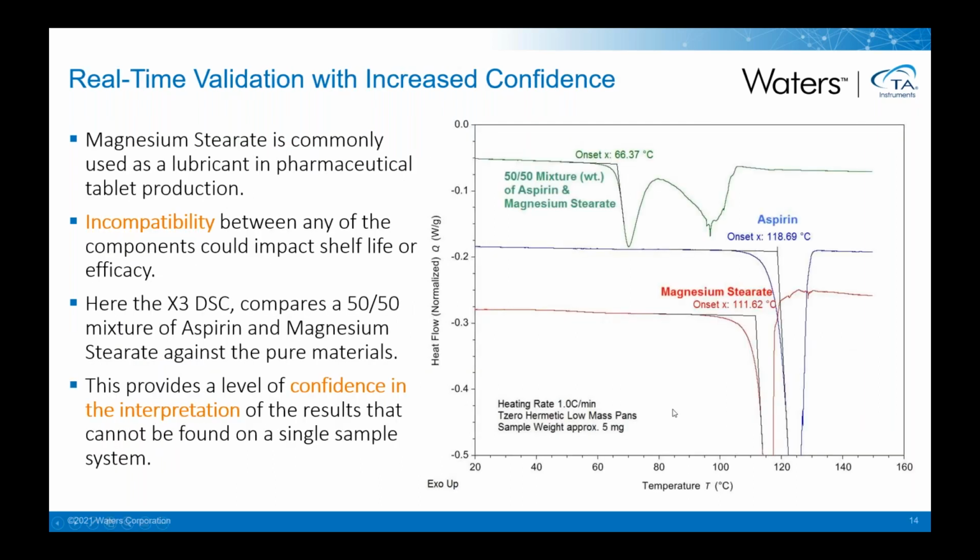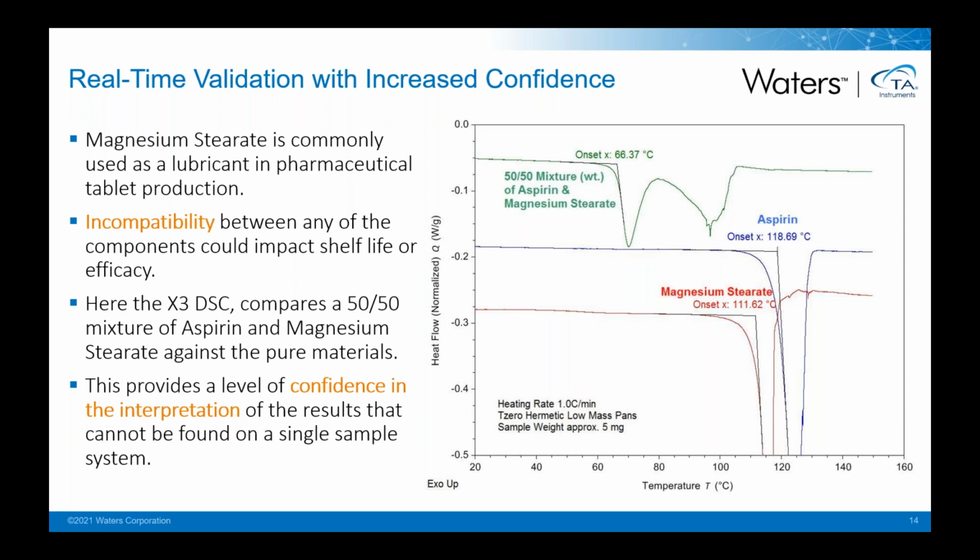benefits there. So, if we were simply looking at incompatibility between two materials, we could take the examples here of aspirin and magnesium stearate. We want to understand whether these two materials are stable with one another or compatible with one another. You can certainly run a 50-50 mixture in a standard DSC, and you'll see the result here in the green curve where we have two peaks. But without running your standard materials in their pure state, you're not necessarily going to know whether those two peaks represent aspirin and mag stearate.